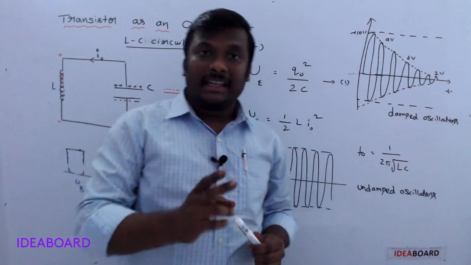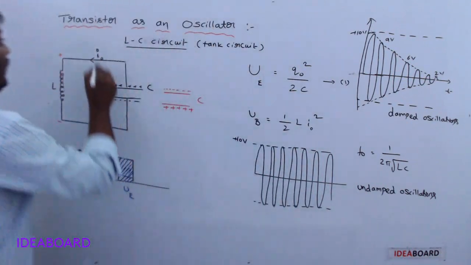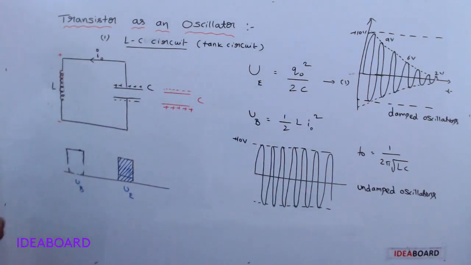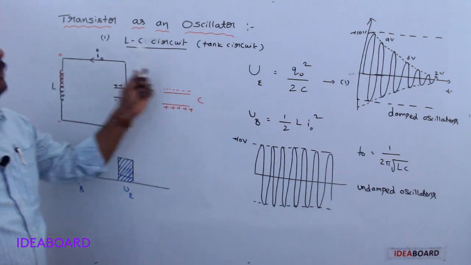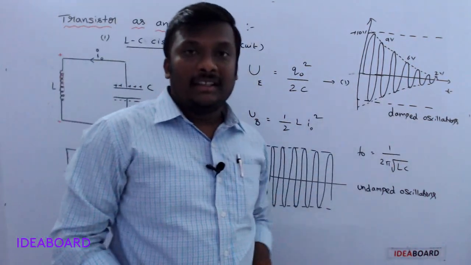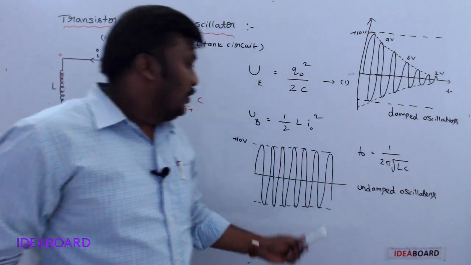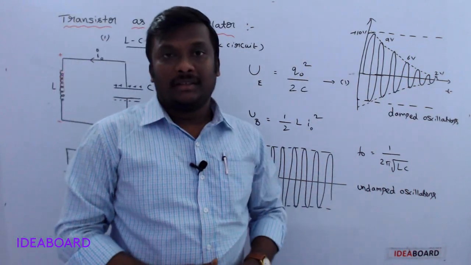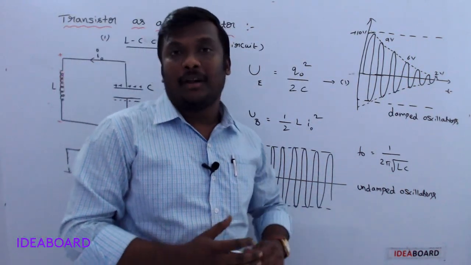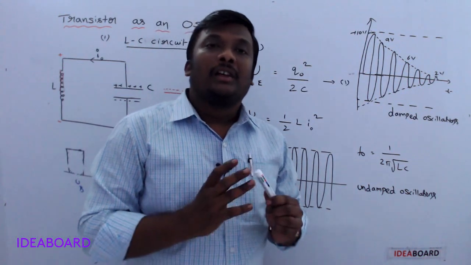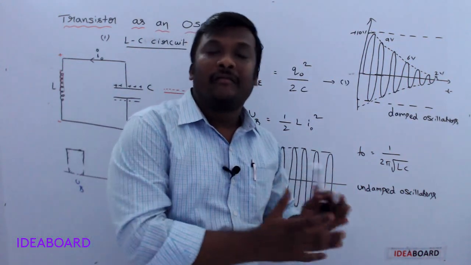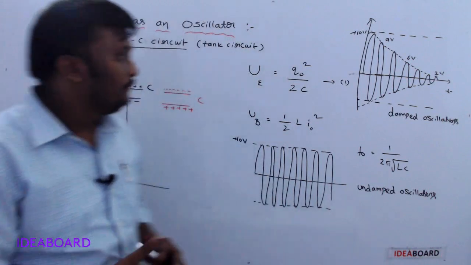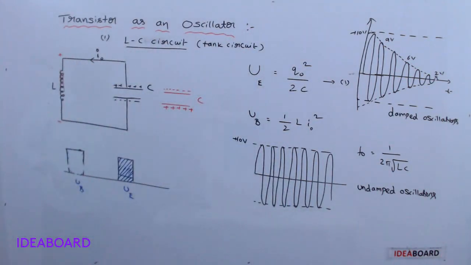That is the second point. So what is the first point? The LC circuit. This LC circuit produces damped oscillations. Our aim is to produce undamped oscillations. In order to get undamped oscillations, we are using the concept of feedback. Okay, understand? Note it down.